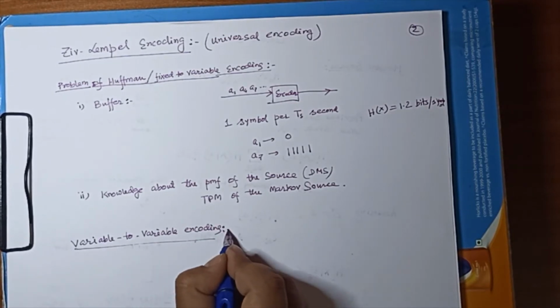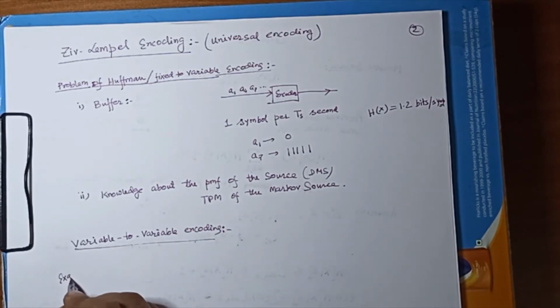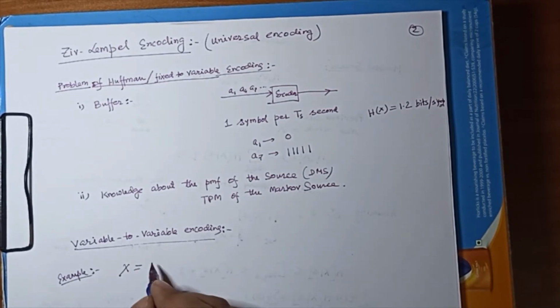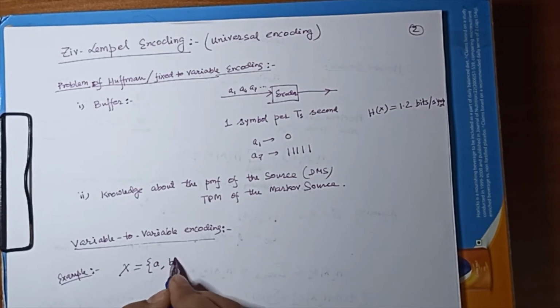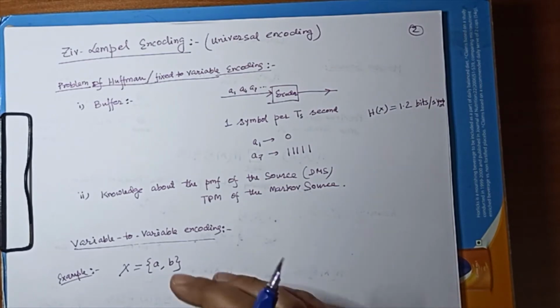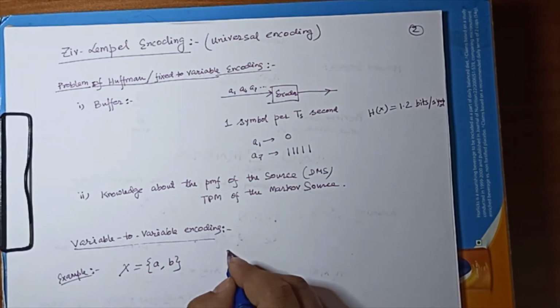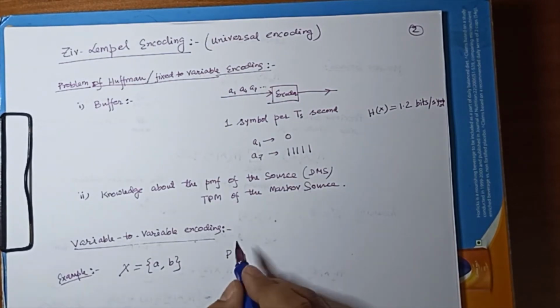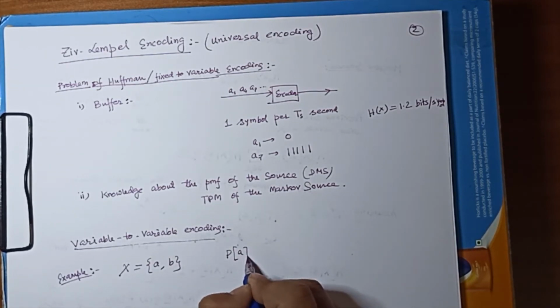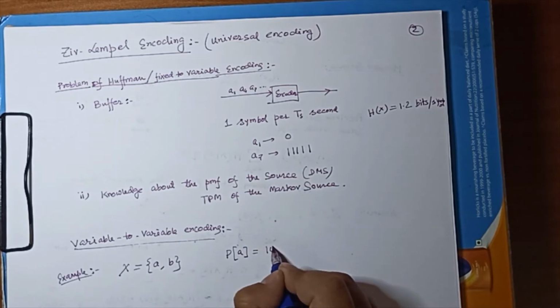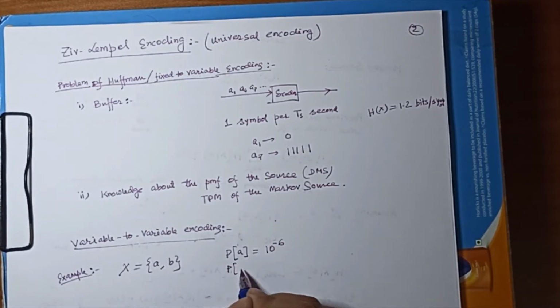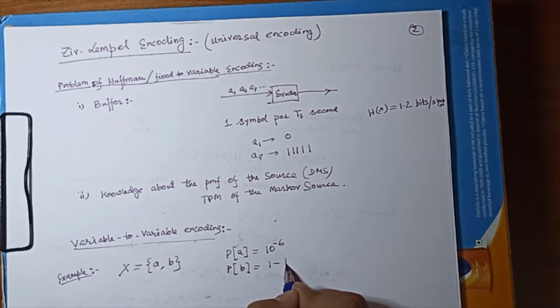The rationale is the following. Let us take one small example. Suppose you have two symbols in your alphabet, A and B. Fixed encoding is basically mapping A to 0 and B to 1, that's it. But suppose the probabilities are not close to 0.5. The probabilities are, say, P(A) equal to 10 to the power minus 6, and P(B) equal to 1 minus 10 to the power minus 6.